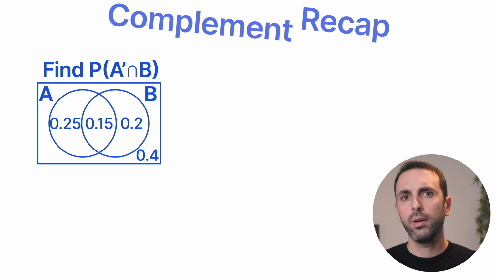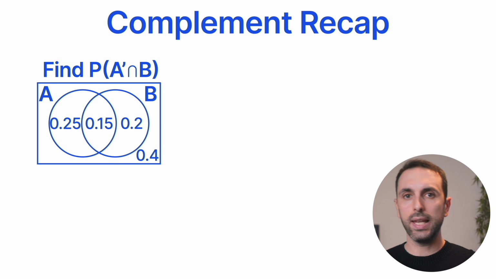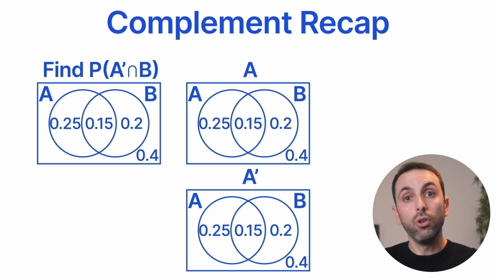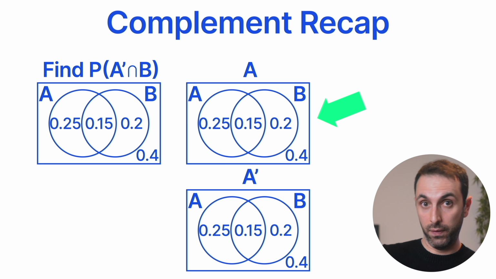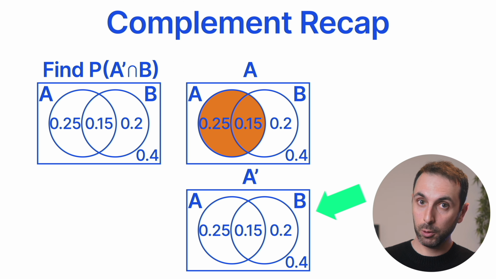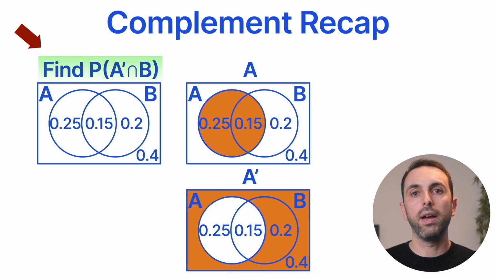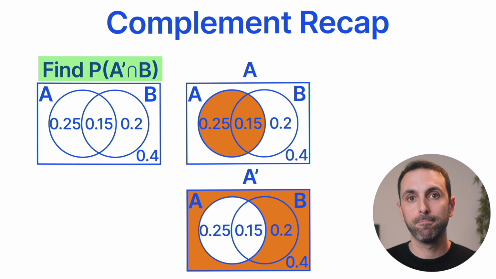I've copied the following question here for your convenience, and before we cover it, just to give a quick recap, the complement of an event A, or not A, represents the probabilities that do not belong to the event A. So if this is region A, then A complement must be this region. And now we've clarified that, let's find the probability of A complement intersect B.